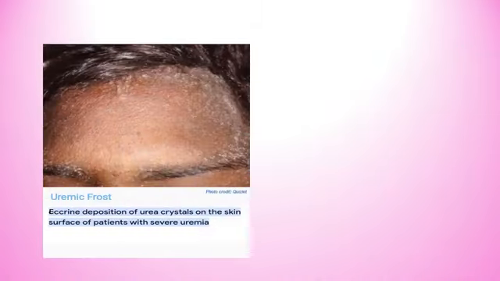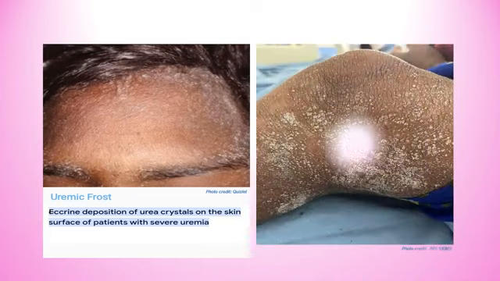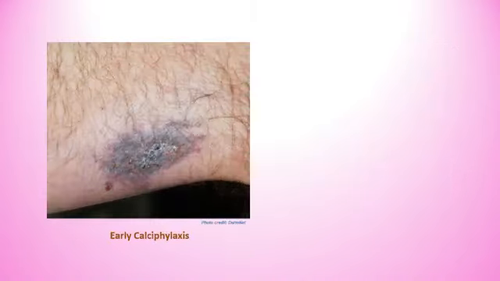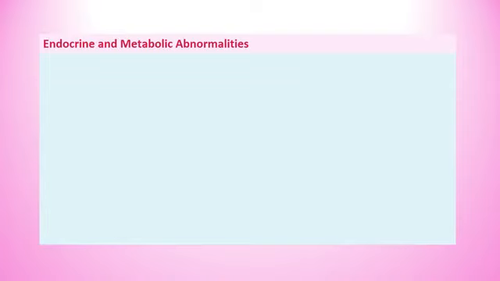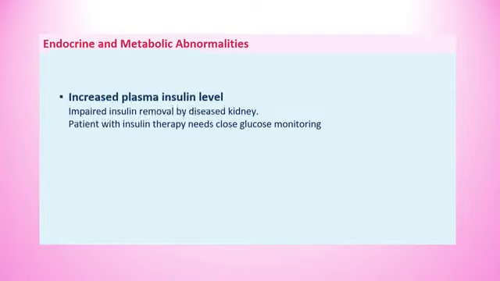The slide showing the uremic frost. It is the eccrine deposition of urea crystals on the skin surface of patients with severe uremia. Here we see the uremic frost over the forehead of this patient. This is another image of uremic frost over the knee region. See here the early calciphylaxis, the advanced calciphylaxis.